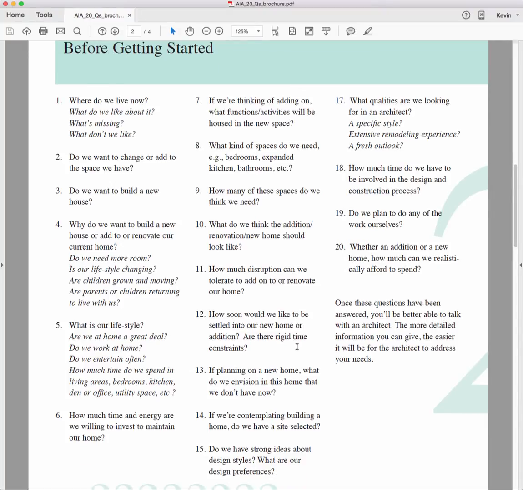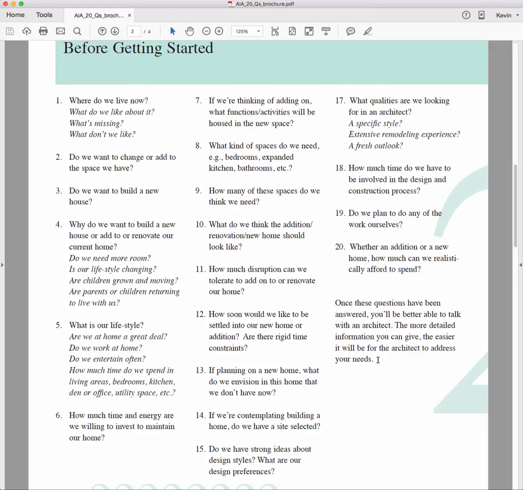15, do we have strong ideas about design styles? What are our design preferences? Most of the design of information systems that users experience is in the user interface. So again, are people looking to have a smartphone app? Or are they looking to have a web app? What kind of thing are they thinking about?